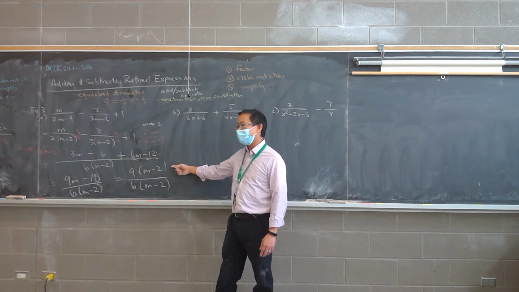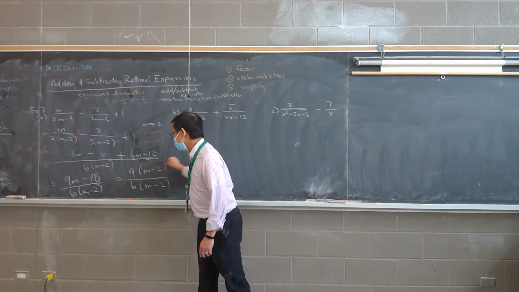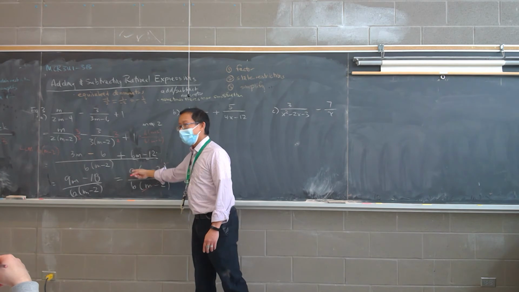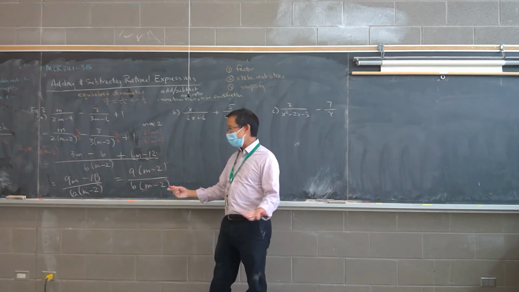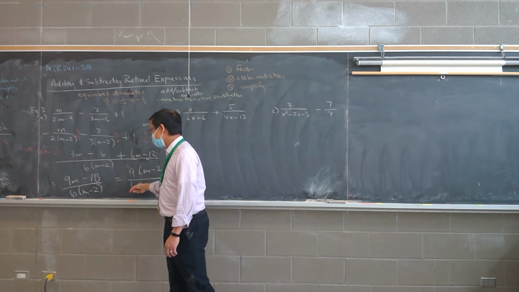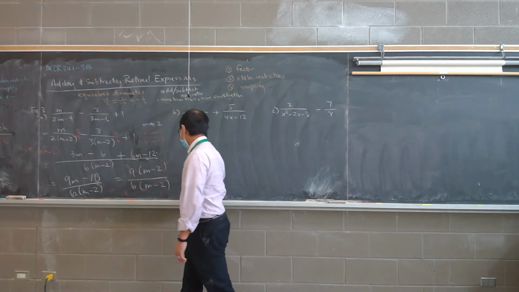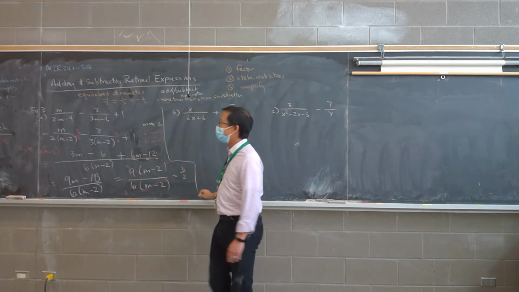We have an m minus 2 here in the numerator. We have an m minus 2 in the denominator. These two can divide out. And the 9 and the 6 can also be reduced. Exactly what Kai said. 3 goes into that. So 3 goes into 9 3 times. 3 goes into 6 twice. Ladies and gentlemen, this question is actually 3 halves.